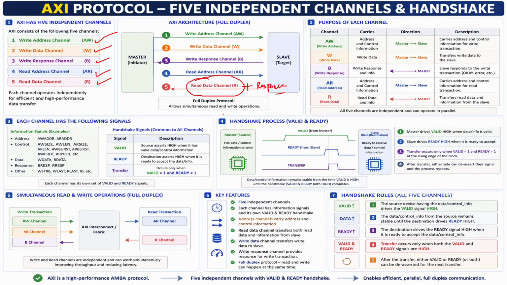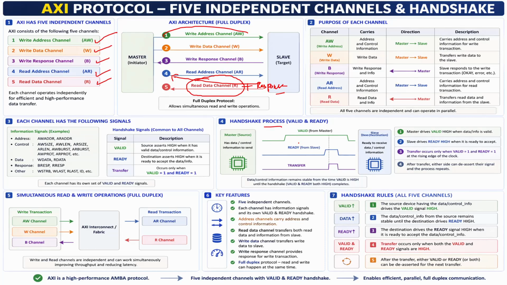It supports full duplex. Full duplex means simultaneous transactions will be taking place. That means the master is sending write data and the slave is sending read data, because write and read happen simultaneously. Each and every channel has its own handshake signals, valid and ready.